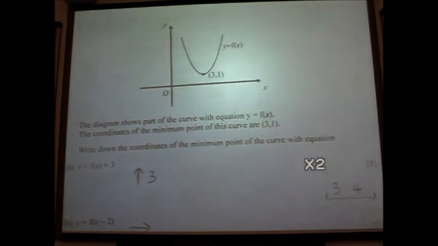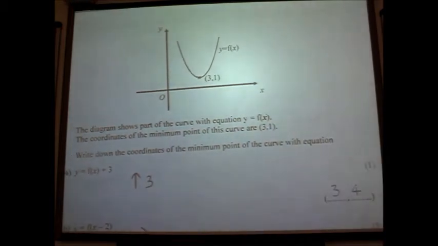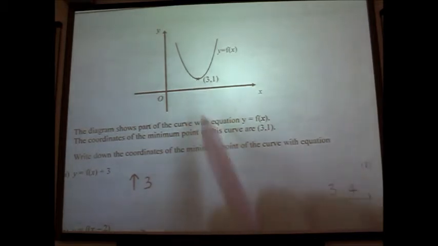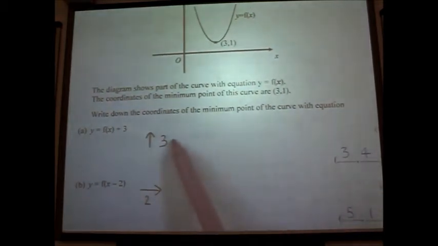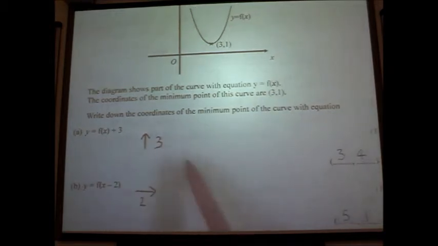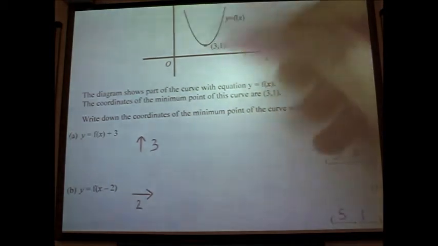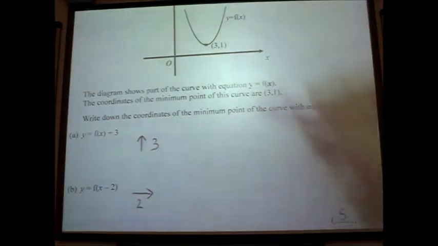Right, what happens here? The diagram shows part of a curve with the equation y equals f of x. It tells you the minimum point of this curve is the point (3, 1), which is fine. So write down the coordinates of the minimum point with this equation. So if it's f of x add 3, that means it goes up 3. The whole thing shifts up 3, so that's why the coordinates are (3, 4), because across 3, up 4.